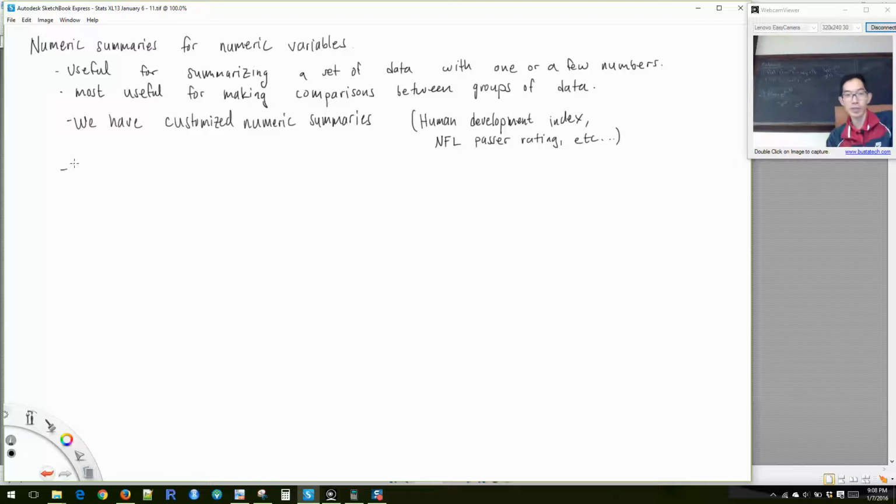Okay, and then we have just kind of these generic numeric summaries. Okay, and all of these numeric summaries serve different purposes. The generic numeric summaries that we're going to talk about, we have the mean and median. These tell us where the center of our data lies.